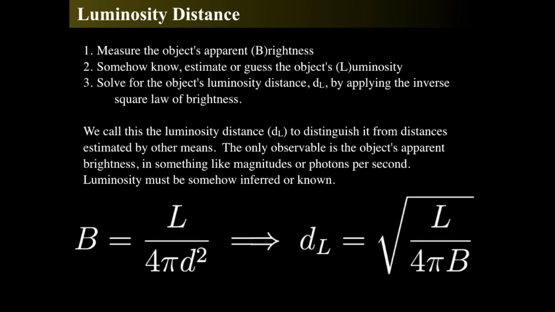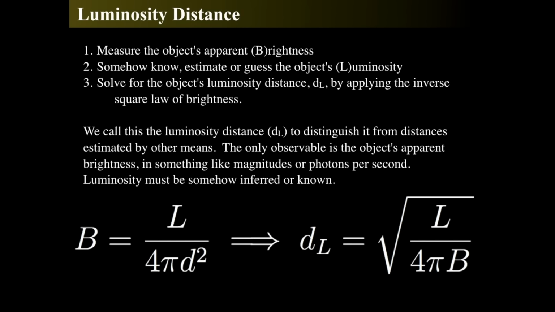How you do it is you measure the brightness of some object in some filter, say, and then you have some way of knowing or estimating, guessing, or positing the luminosity of the object, and then you solve for its luminosity distance by applying the inverse square law of the brightness. And that's what we see here. D sub L, the luminosity distance, equals the known luminosity of an object divided by the brightness that you observe it to be times 4 pi, and you take the square root. So you have to know the luminosity first.